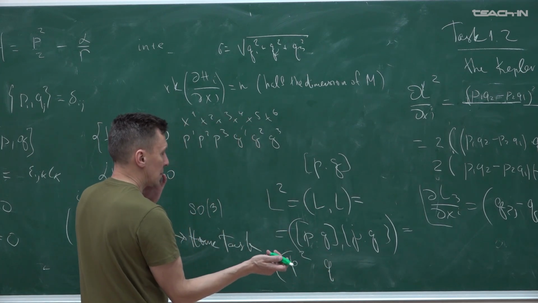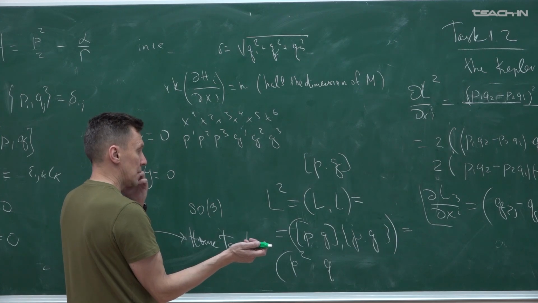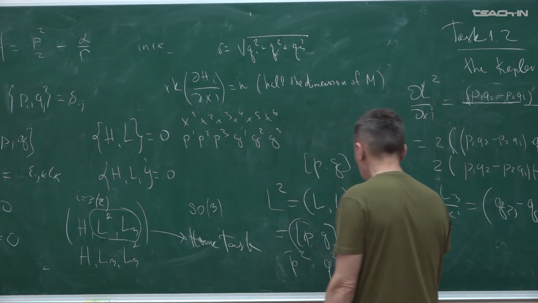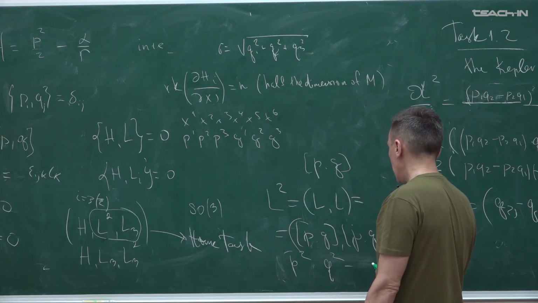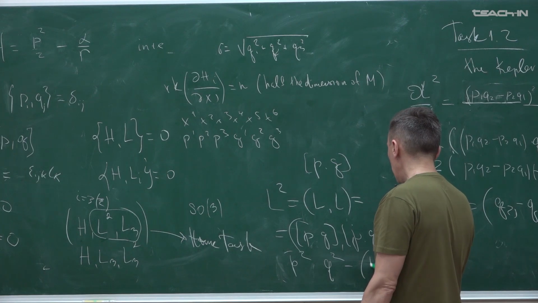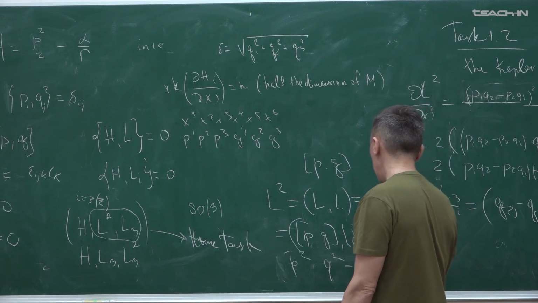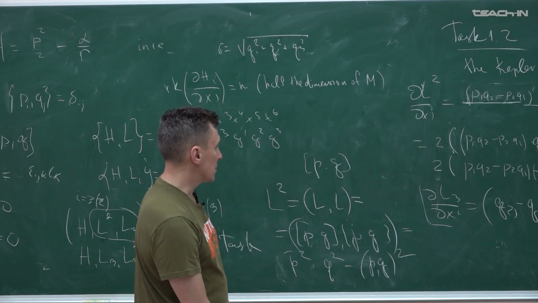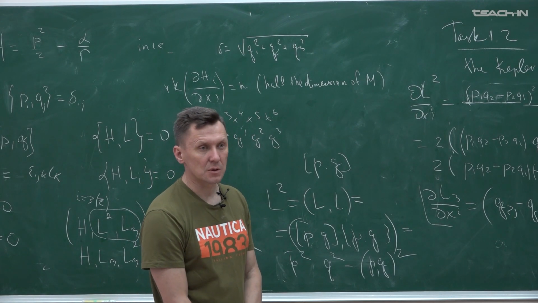P square multiplied by Q square, because it is a property of inner products and vector products. Minus the inner product of PQ, squared. Yes, that's right. And it's much easier to calculate the derivative of this thing. Yes, I agree. Okay, maybe we will try to calculate the derivatives.